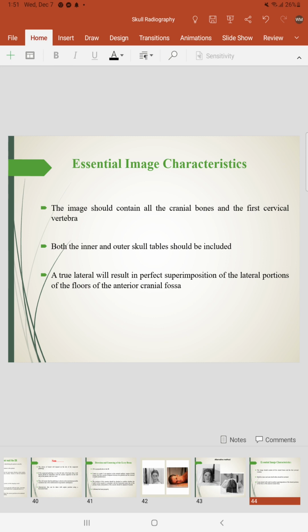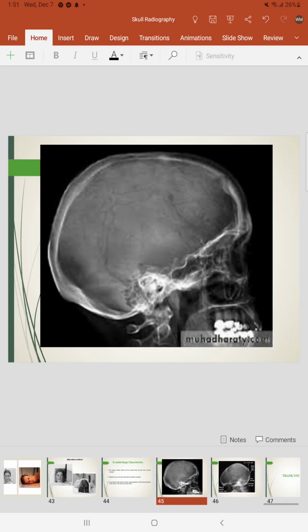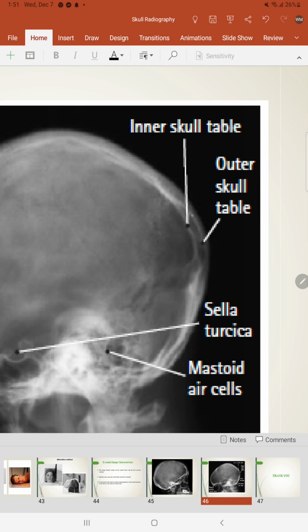A true lateral will result in perfect superimposition of the lateral portions of the floors of the anterior cranial fossa. See, this is the inner skull table, then the outer skull table. You can see correctly; I will zoom. This is the inner skull table. This is the outer skull table.